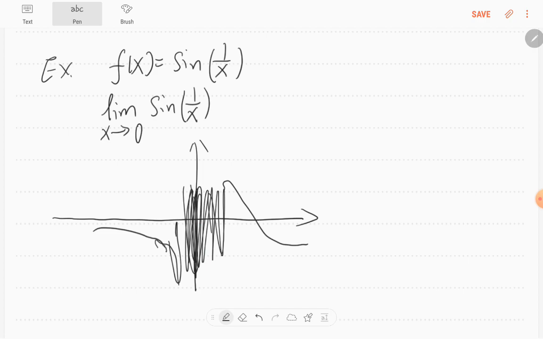So that means it will not tend to a specific number, right? It just jumps between 1 and negative 1, and you can see you cannot find a number when x is very close to 0. Will the f values point to a certain number? No. So that means this limit does not exist.